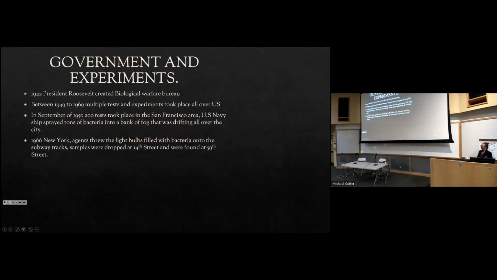Have awareness that many of the experiments were truly sponsored by the US government. It began as early as 1942, when President Roosevelt created the Biological Warfare Bureau. Multiple tests were conducted in the United States, like in September of 1950, in the San Francisco area, where 200 tests took place with the involvement of the US Navy, spraying different chemicals and bacteria into the fog that was drifting around the city.